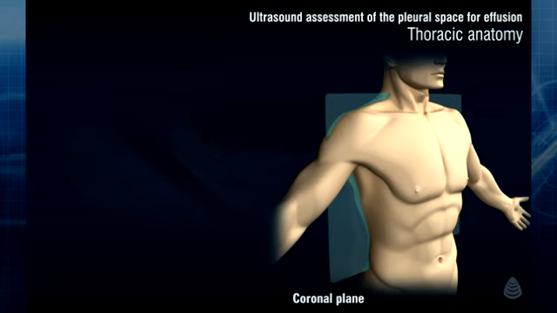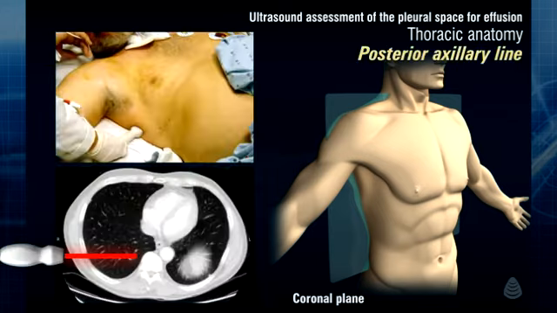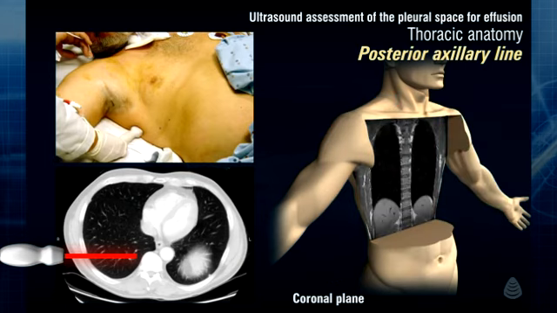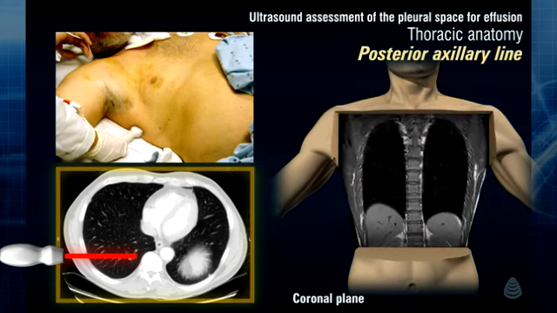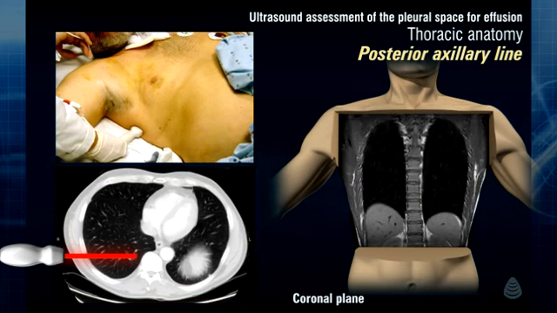Let's first start by assessing the coronal plane obtained when the probe is placed in the posterior axillary line. The resulting coronal plane of cut through the chest is illustrated here using MRI. A CT scan axial perspective of the chest with the ultrasound probe placed in the posterior axillary line is also shown to provide additional information on orientation and anatomy.